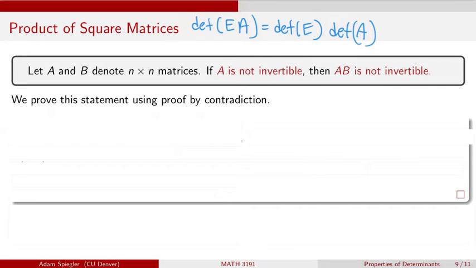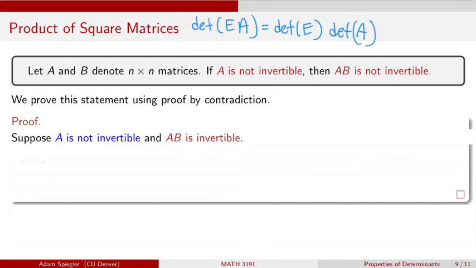How proof by contradiction works is we are going to assume the negation of the statement we're trying to prove. So we're going to assume the opposite of the statement, which is that A is not invertible and the product AB is invertible, right? That would be the opposite of the statement that we initially said. If I can prove that this statement is false, then its negation, the opposite of this statement, has to be true.